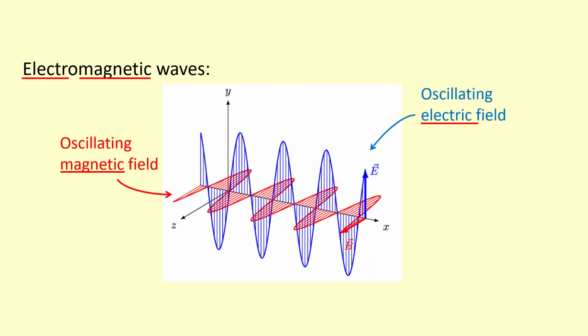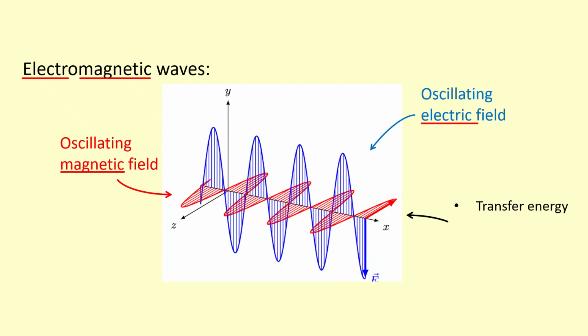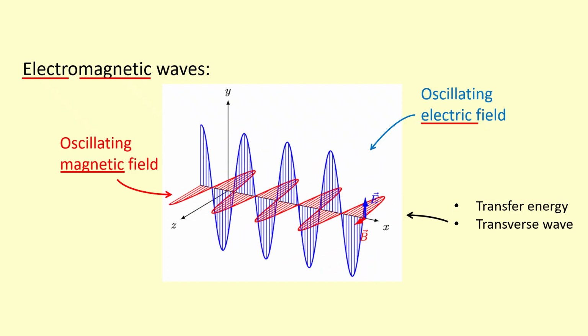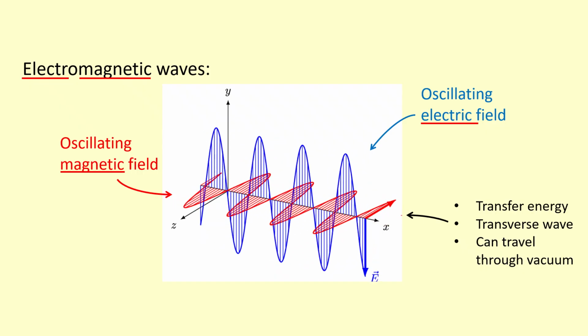Now, these electromagnetic waves have a lot of things in common. First of all, all these different types of electromagnetic waves transfer energy. They're all transverse waves, and they can all travel through empty space. They can travel through a vacuum.